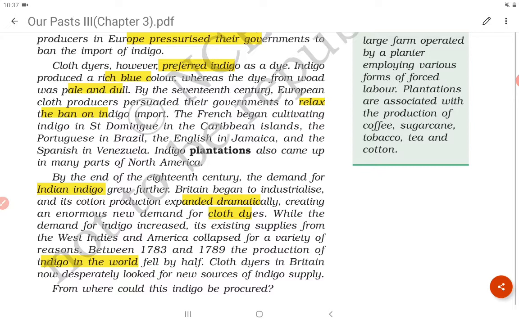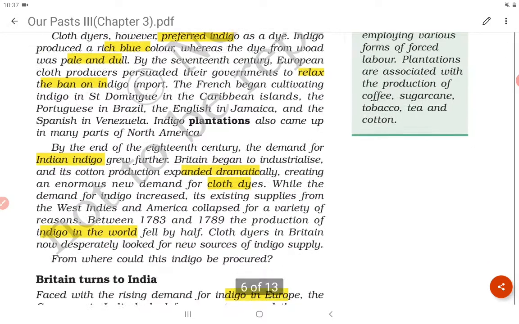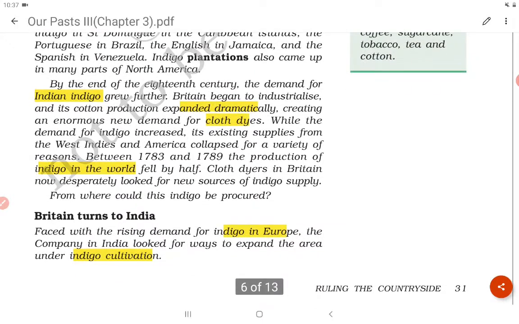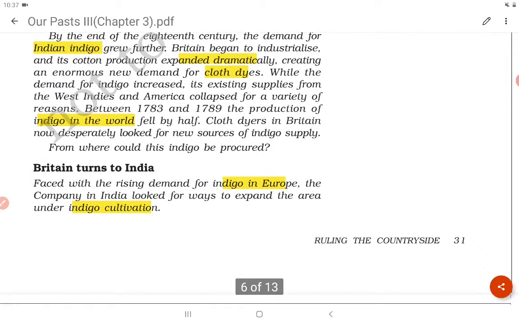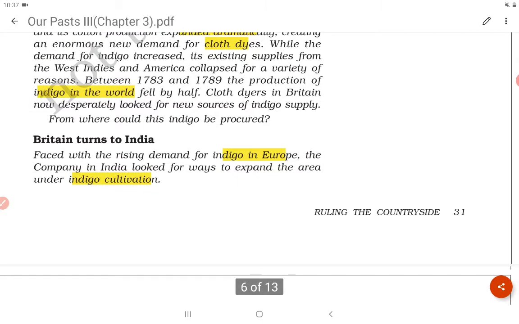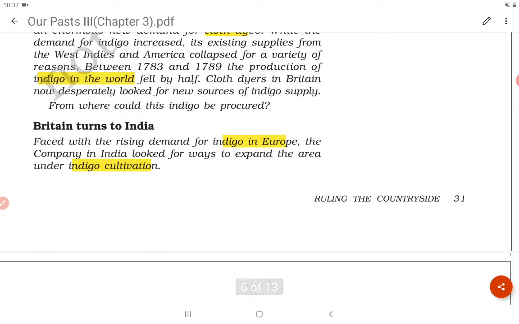By the end of the 18th century, the demand for Indian indigo grew further. Britain began to industrialize and its cotton production expanded dramatically, creating an enormous new demand for cloth dyes. Between 1783 and 1789, the production of indigo in the world fell by half.